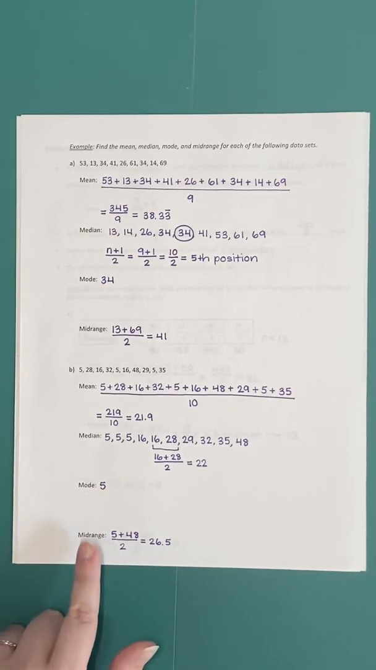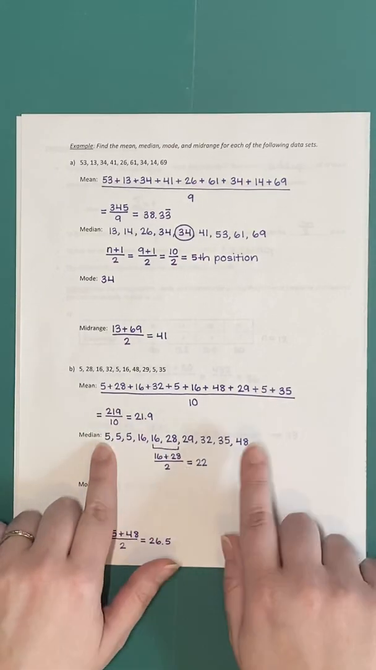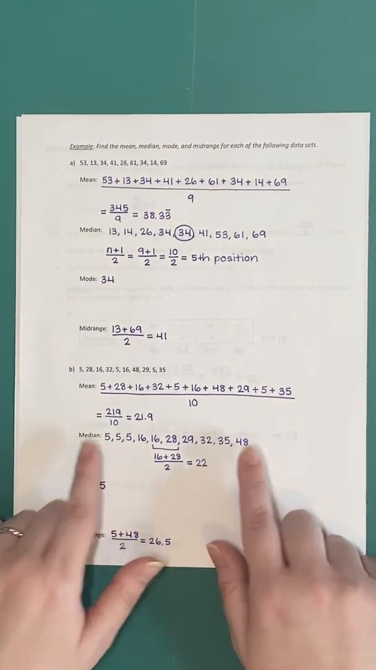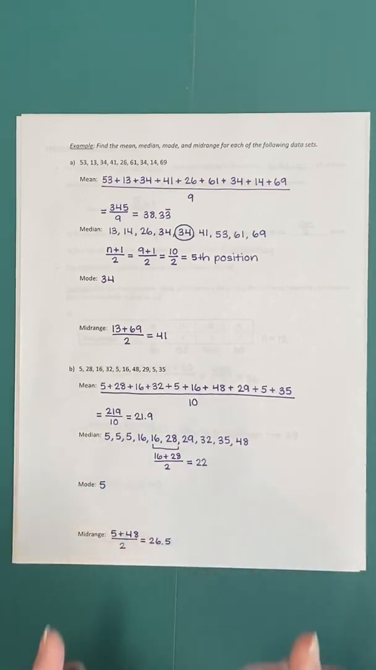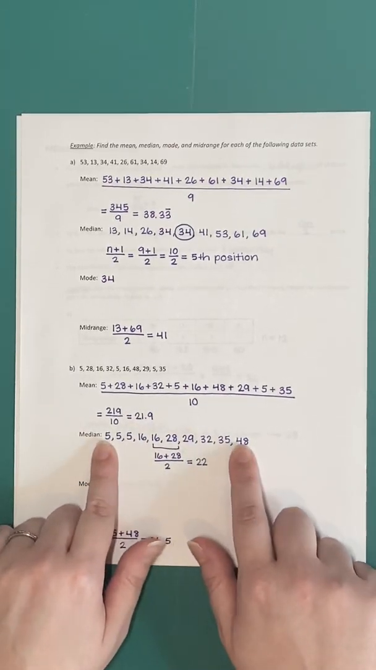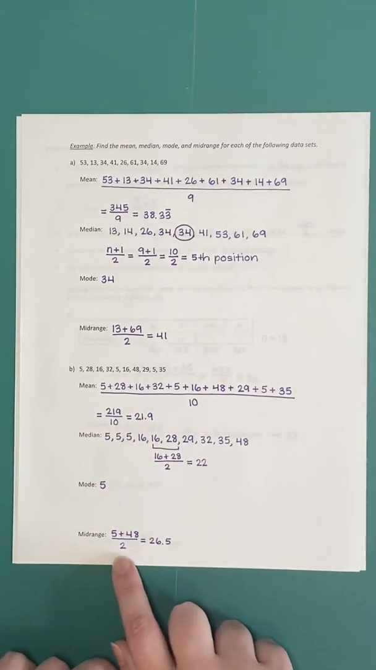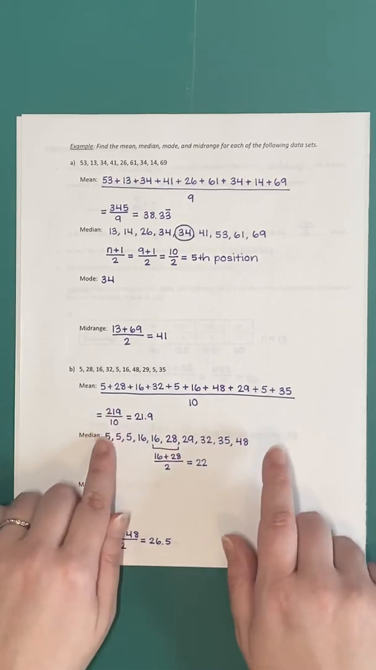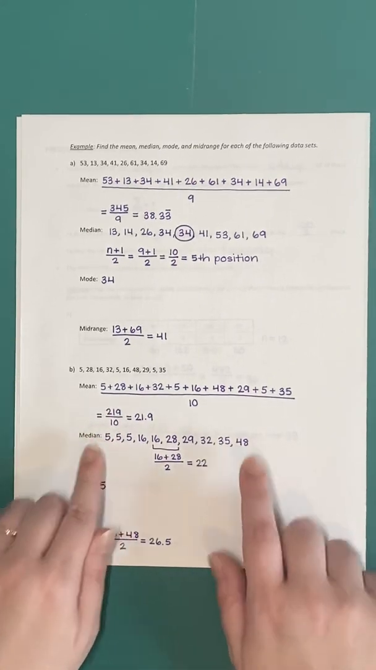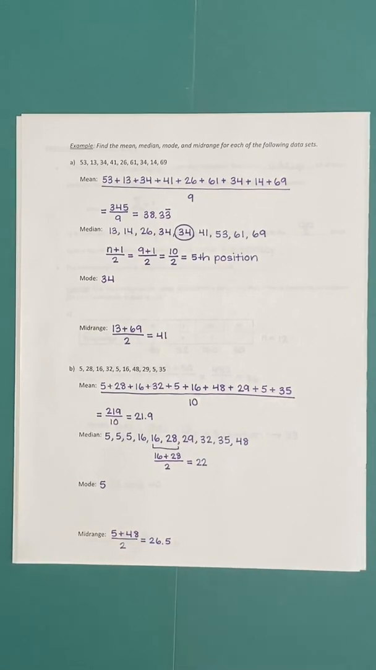And then last but not least, our mid-range. We're going to take our lowest value, add it to our highest value, and then divide by 2. So think of averaging. Essentially what we're doing is we're averaging the lowest and highest value. Anytime we take 2 things, add them up and divide by 2, that's going to be an average. But in this case, we're averaging the lowest and the highest values. We add those up, divide by 2, and we get 26.5. So 26.5 is going to be our mid-range.